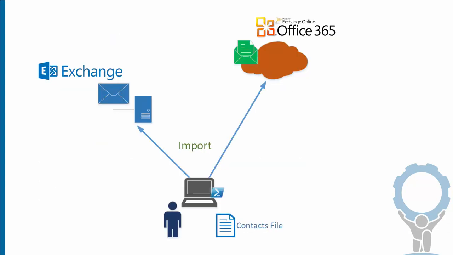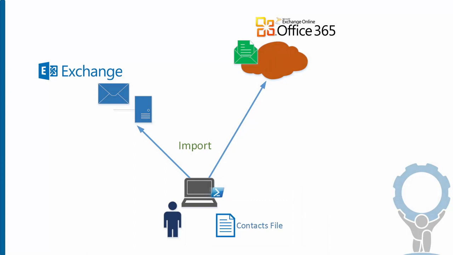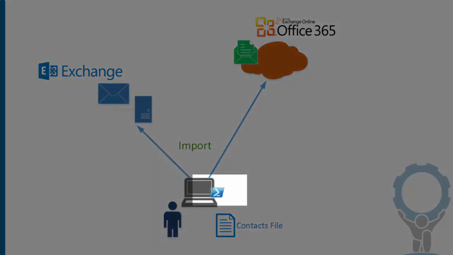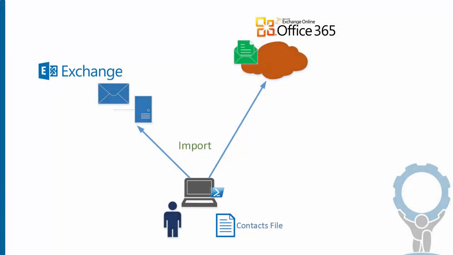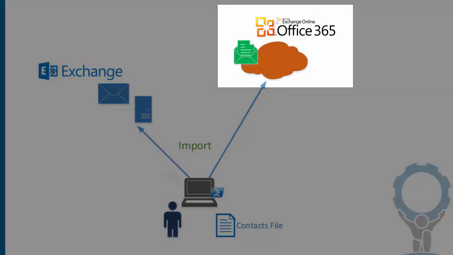It's often said that a picture is worth a thousand words, and I'm not so sure that this picture qualifies for that, but to give you an idea of what's going to happen here, we have a contacts file, a comma separated values file, and it contains all of your information about the contacts that you want to import. Then you have a PowerShell script that you're going to run, and that's going to take that file and translate it into Exchange in your environment, in your network, or into Exchange Online in Office 365.